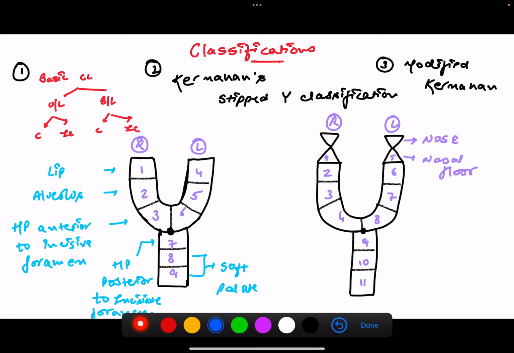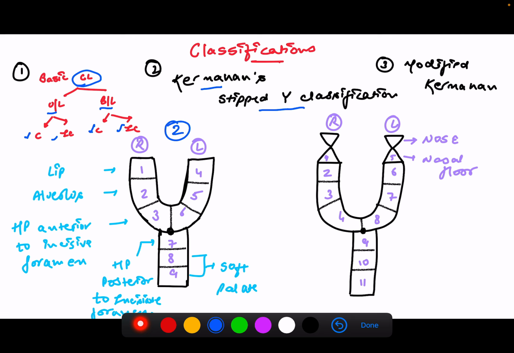Coming to the classification, the basic classification states that the cleft can be unilateral or bilateral. Unilateral can be complete or incomplete. Bilateral can also be complete and incomplete. Second is the Kernahan striped Y classification. So this is the second.